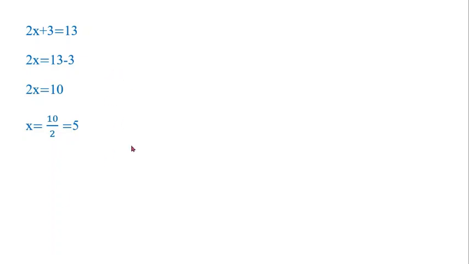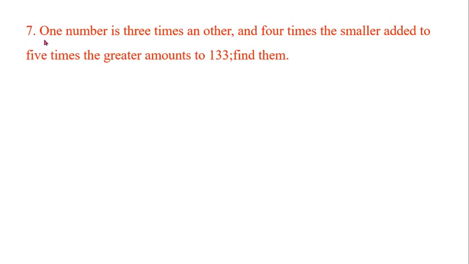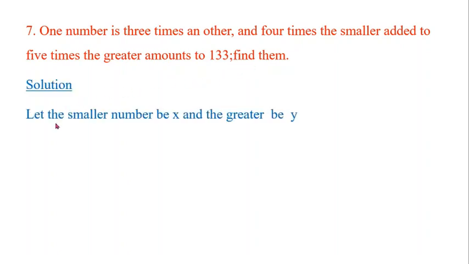Good. Let's proceed to the next question, question number 7. It says: one number is 3 times another, and 4 times the smaller added to 5 times the greater amounts to 133. Find the numbers. Solution. Let the smaller number be x and the greater number be y. Then, as given here, one number is 3 times another, so y is 3 times x, because we assume y is the greater one.